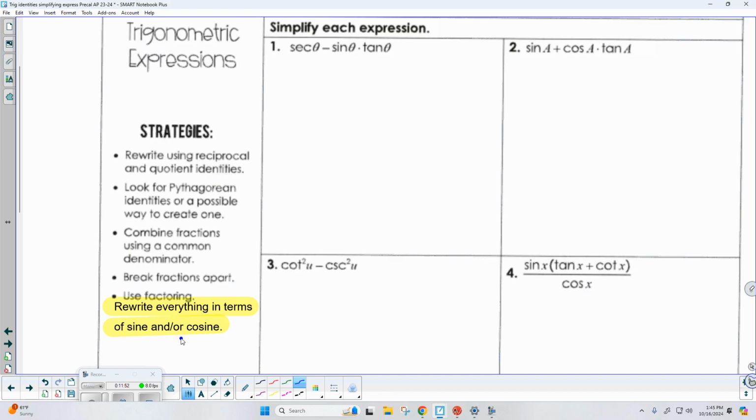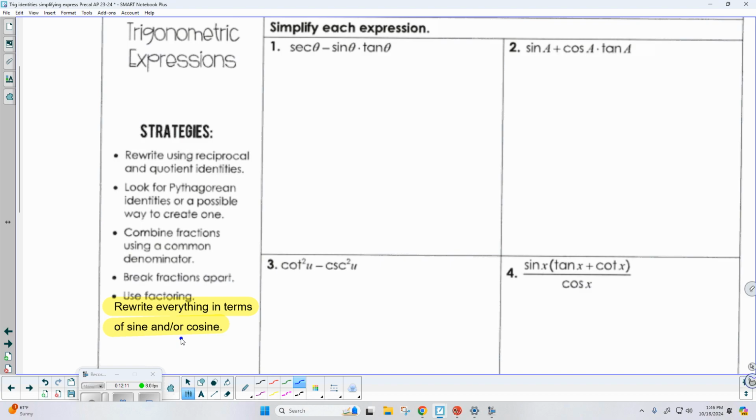So if you're starting, if you don't see anything you can do algebraically, if you're not recognizing any identities, rewrite every trig function in terms of sine and cosine. That is a great way to start these problems. In fact, that's what we're going to go ahead and do for the first couple. All right, so here we go.